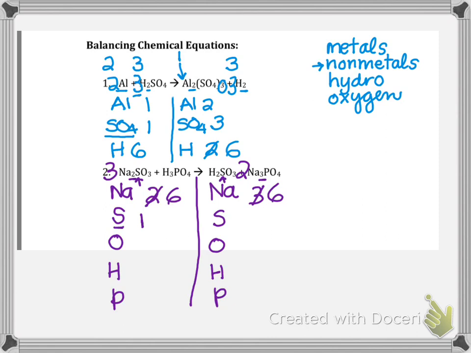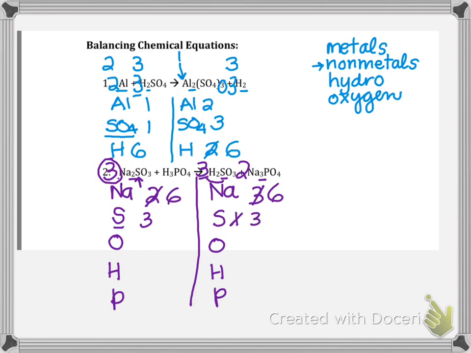So, oh, I hope you caught me. I don't have 1 sulfur here. I have 1 sulfur, but I've already put this coefficient, so I have to write that would be 3 sulfurs because it's 3 times 1. And here I do only have 1 sulfur. There's no coefficient here, so that means I'd have to put a 3 there. So now it's 3 times 1.